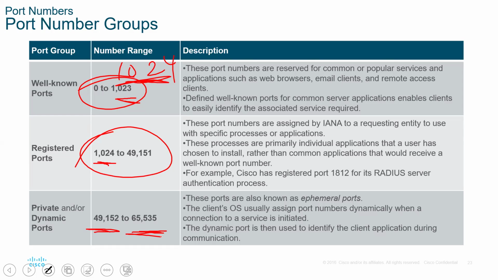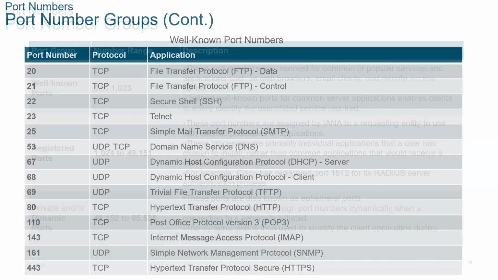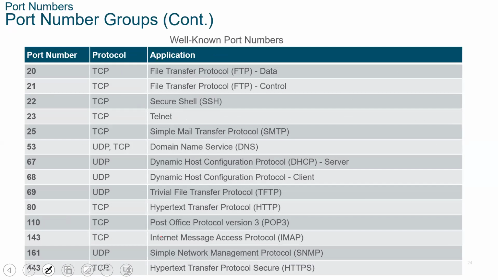So the dynamic or private port numbers, usually they are the ones that your system gets dynamically or automatically. So if, like my system now, I'm browsing or I'm using certain applications, my system will generate the port numbers dynamically based on the operating system. All right, so my operating system will be the one to assign the port numbers.